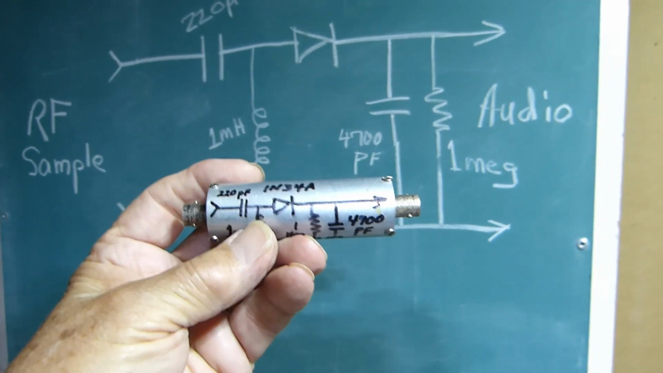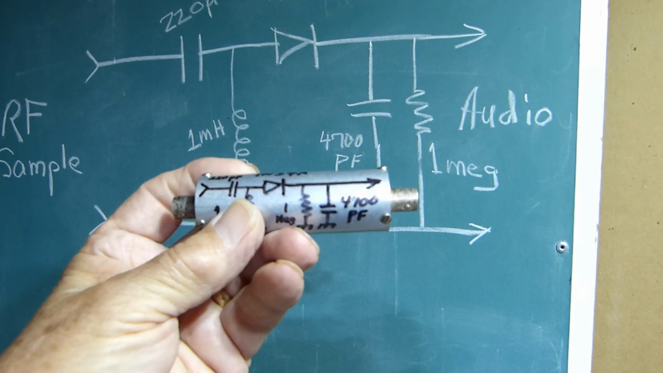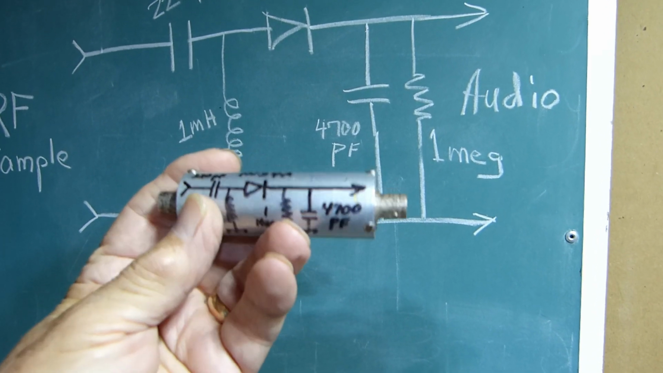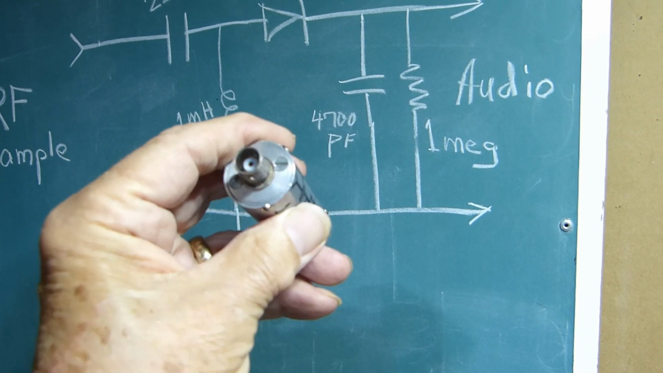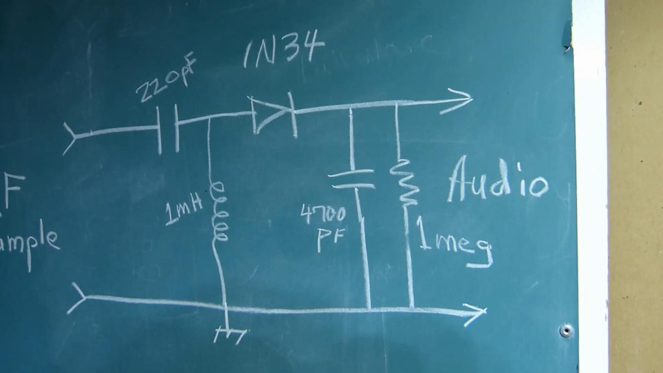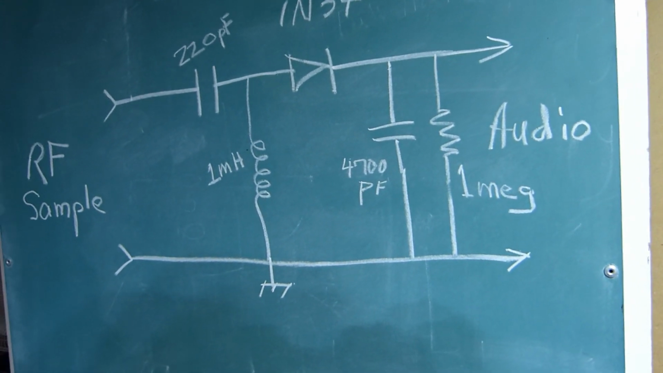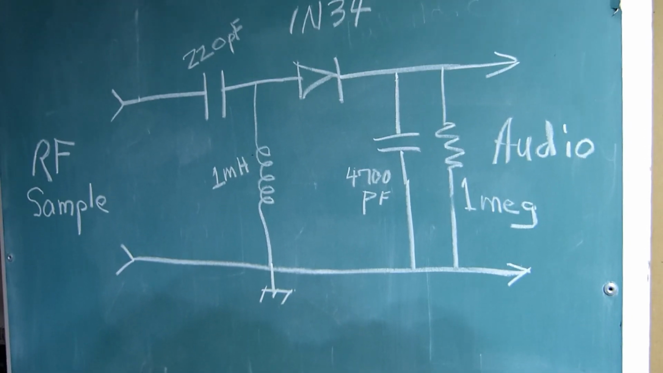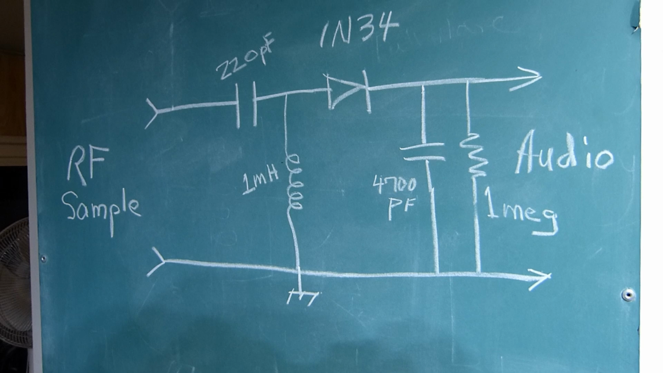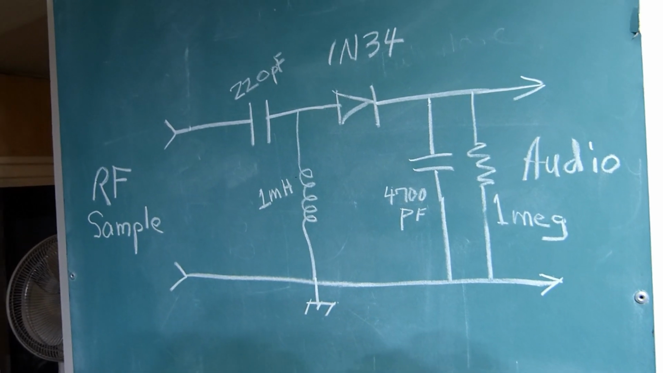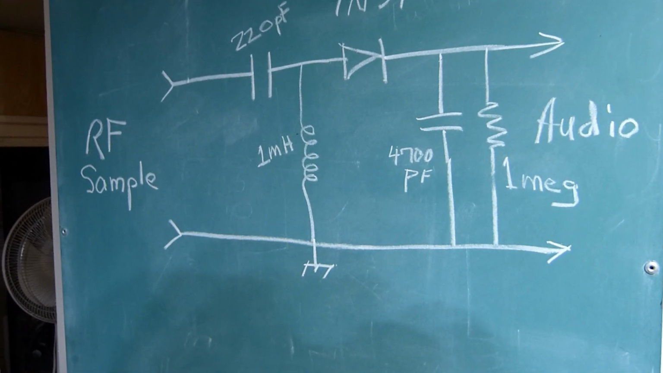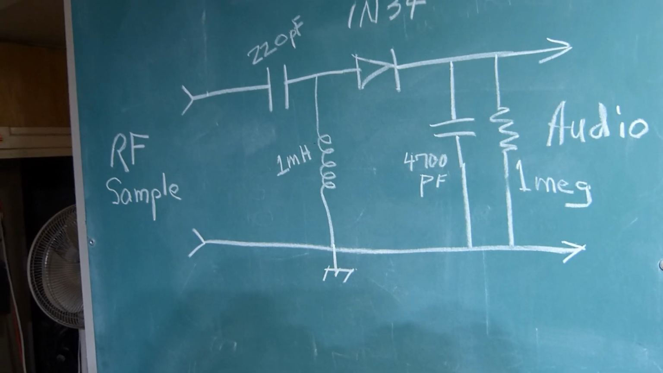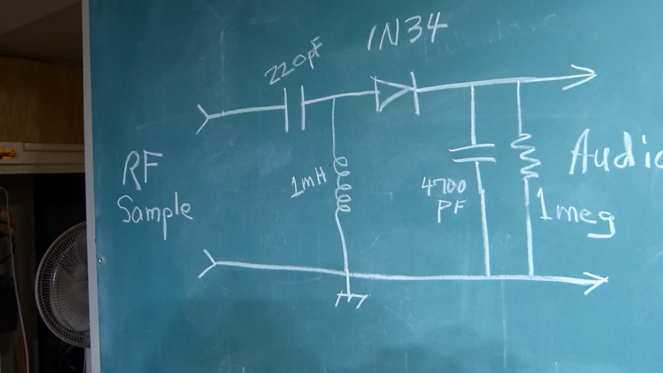See, I've got this thing. I think I've drawn it the same. It's physically built just like I've drawn it in here. Input and output. And I wanted to hear what my transmitted RF sounded like without having to put it into a receiver and play with the RF gain and the volume.